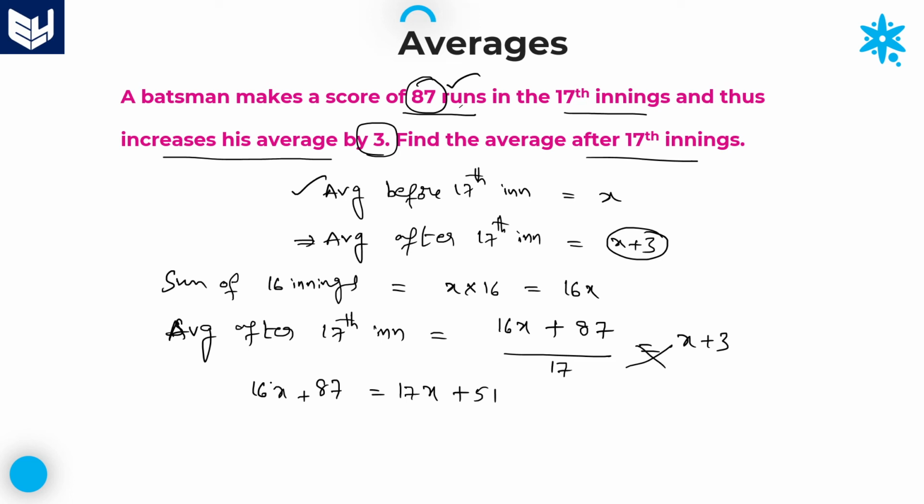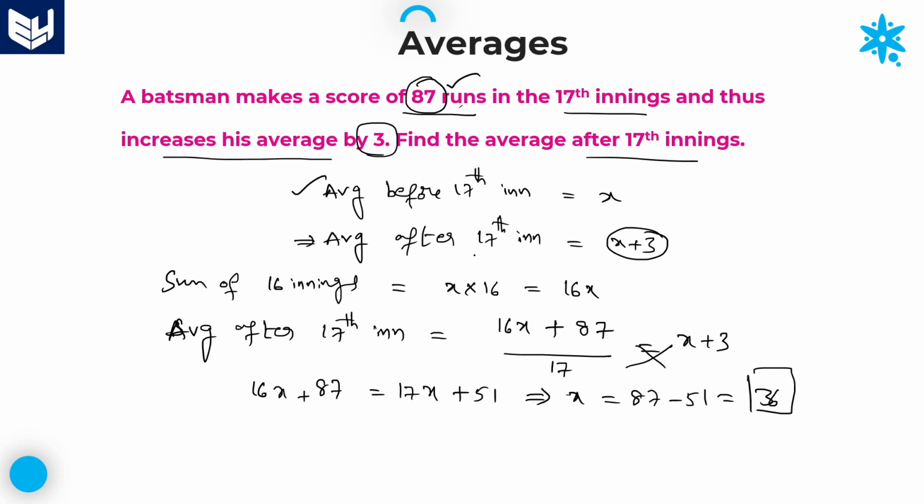Now 16x comes to the right side, 51 goes to the left side. That implies 17x minus 16x, which is equal to x, equals 87 minus 51. That value is 36. 87 minus 51 is equal to 36. Here we got x is equal to 36.